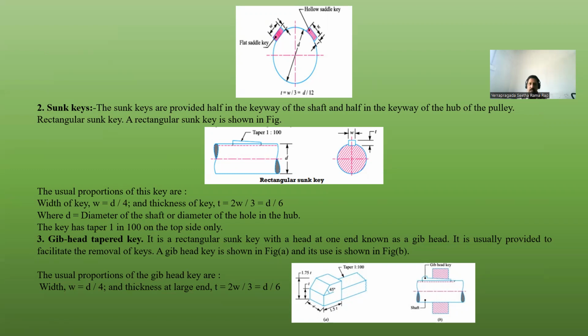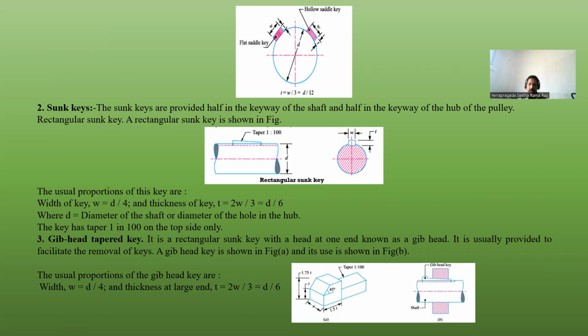The dimensions of the key are the width of the key W and the thickness of the key T. The usual proportions of this key are the width of the key W equal to D by 4 and the thickness of the key T equal to 2W by 3, which is D by 6, where D is the shaft diameter, and the key has the taper 1:100 on the top side only.